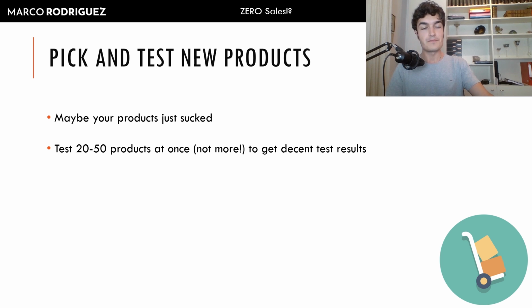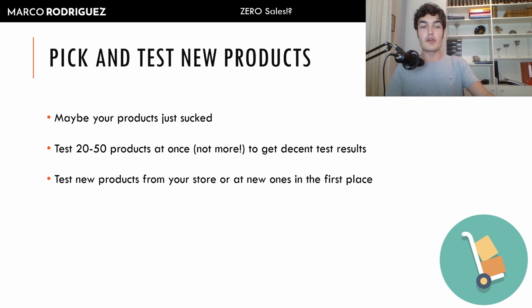Also, test new products from your store, or add new ones in the first place. Okay, so what you can do, I think I've written some stupid stuff here. This doesn't make any sense, so don't listen to that. What I meant with that is you should test new products from your store, or you put entirely new products in your store from AliExpress or wherever you are sourcing your products from. So I think it makes a lot of sense.